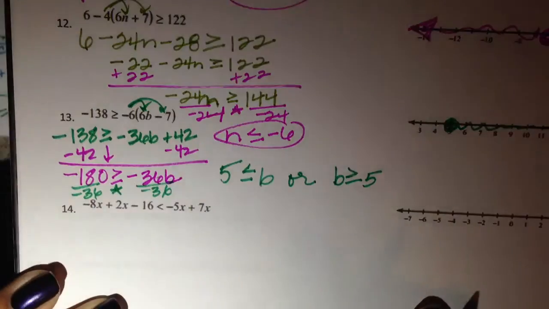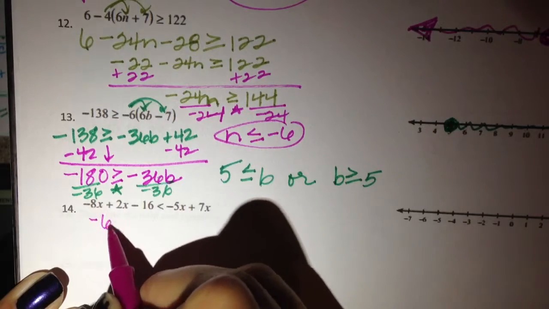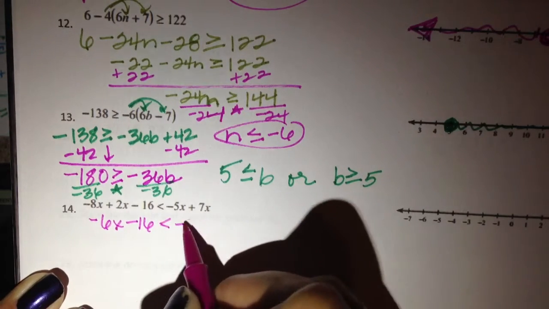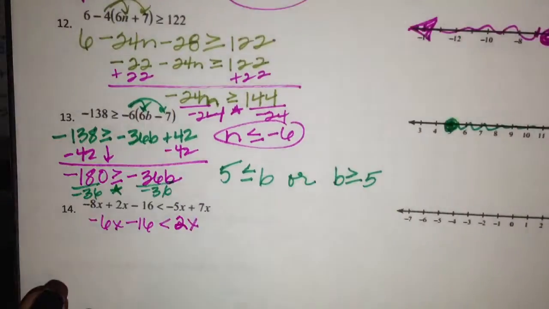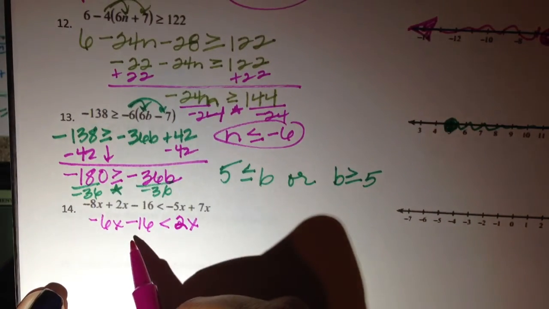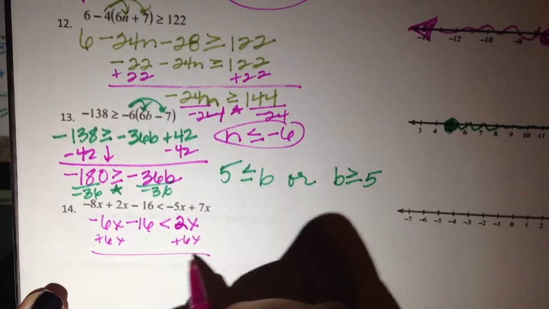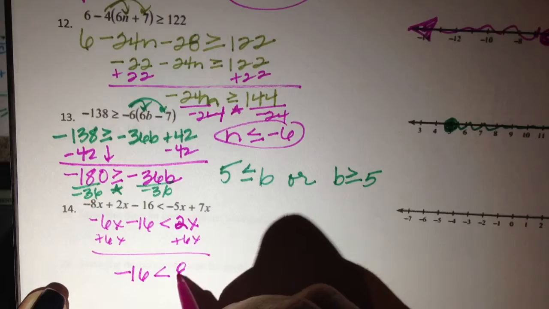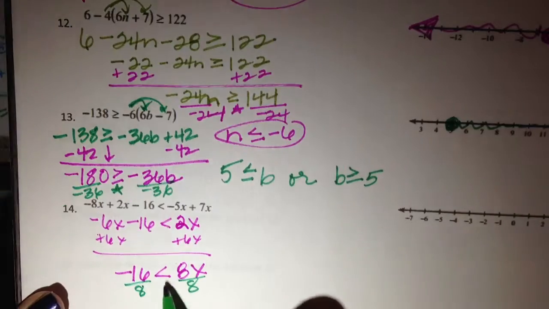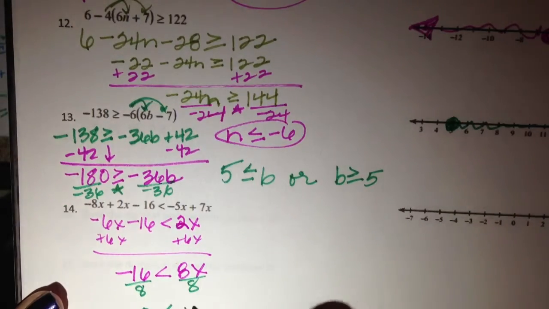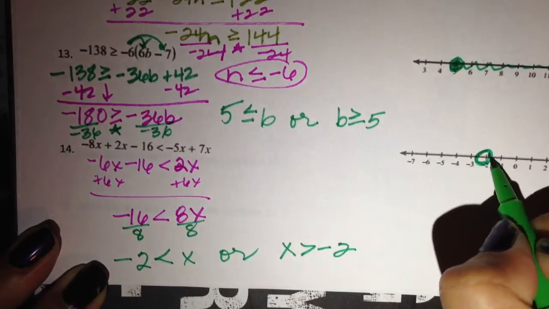Now, lots of like terms to combine in number 14. So first things first, negative 8x plus 2x, negative 6x minus 16 is less than negative 5x plus 7x. That's going to leave me with a positive 2x over here. That's simplified down pretty nice. So what I'm going to do now is add 6x to both sides. Plus 6x, plus 6x. Bring them all over here. Negative 16 is less than 8x. I'm dividing, even though there's a negative number in the problem, I can still divide by a positive. It's not changing my sign. Negative 2 is less than x, or x is greater than negative 2. Open circle. Everything to the right is shaded.